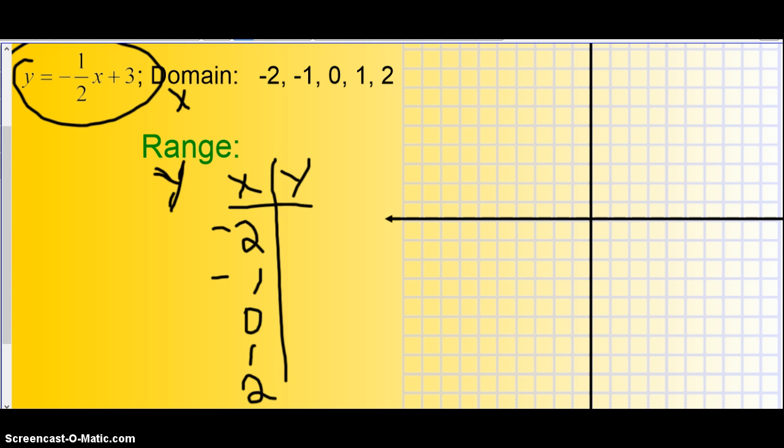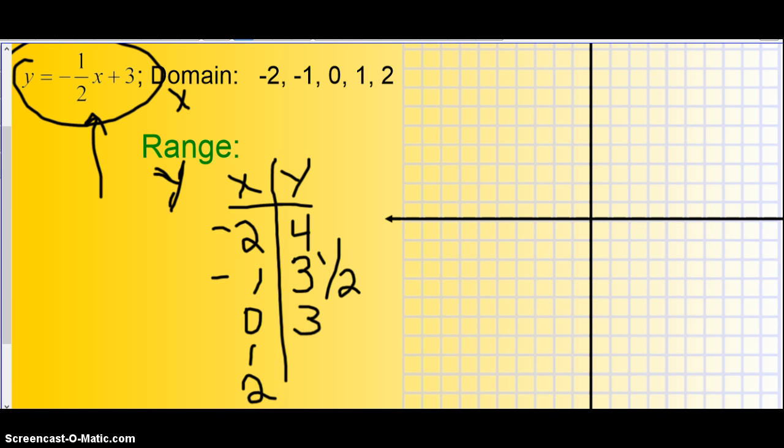So when you put in -2 where the x is located here, -1/2 times a -2 is going to be a +1, and 1 plus 3 is 4. -1 times a -1/2 is going to give you a +1/2. And a +1/2 plus 3 is going to be 3 1/2. Anything times 0 is 0, so you got 0 plus 3 is 3.